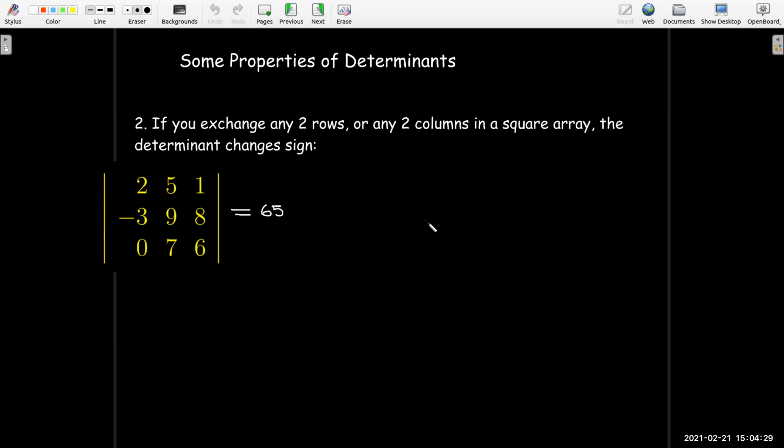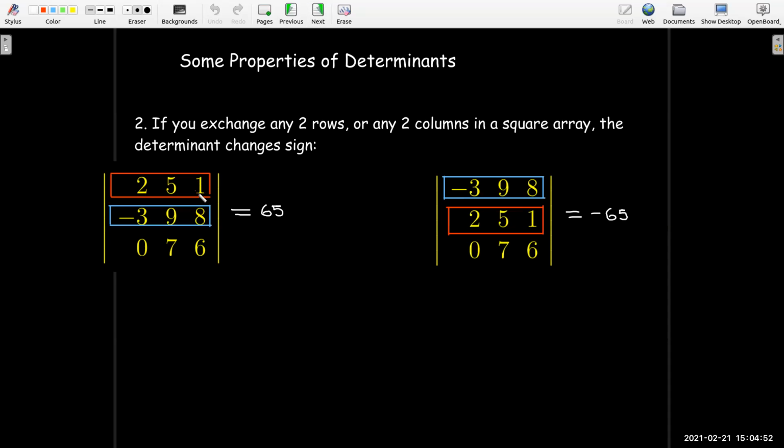If you exchange any two rows or any two columns in the array, then the determinant just changes sign. So here's the determinant we used with our examples, and we found that when we expanded about either the first row or the first column or the second column, the answer was always 65. But if I exchange the first and second rows, then the sign is going to be negative. I'll get negative 65.